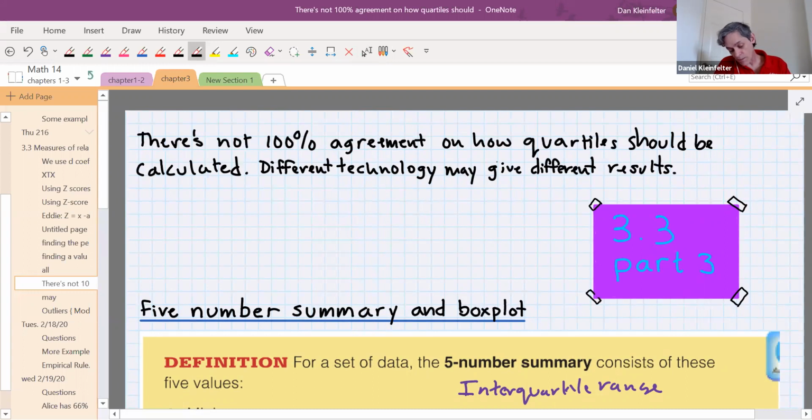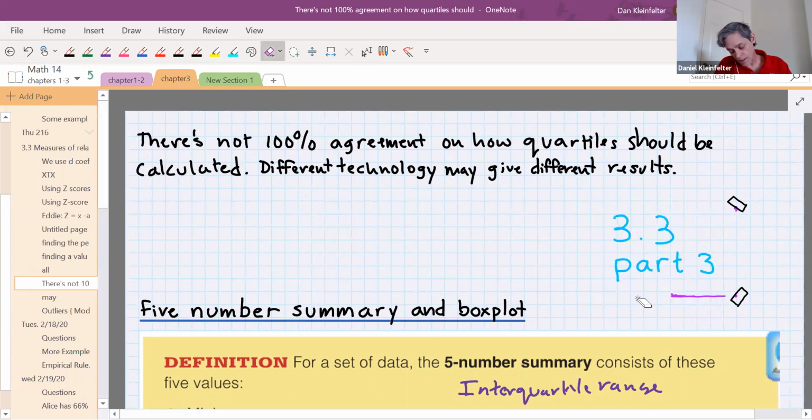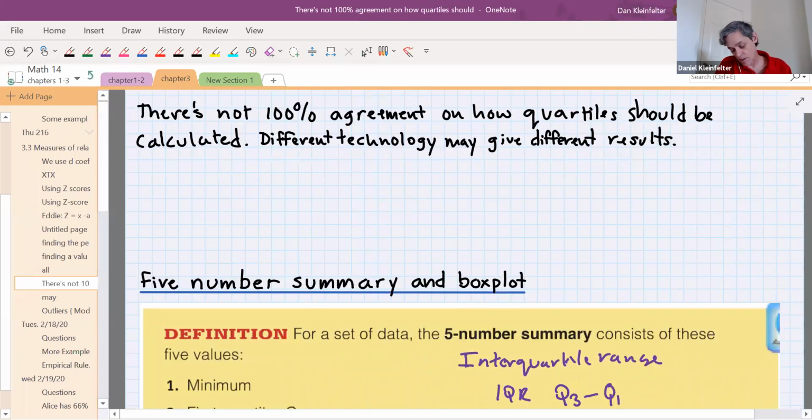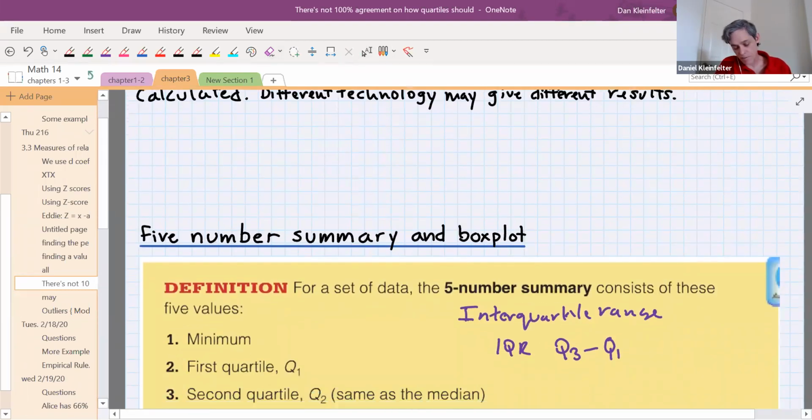I did want to mention before we go any further that with quartiles, different software may give different results because there's not 100% agreement on the way that quartiles should be calculated. The way that we've presented here should be agreeable to my math lab, so that should be fine for your homework and test purposes.